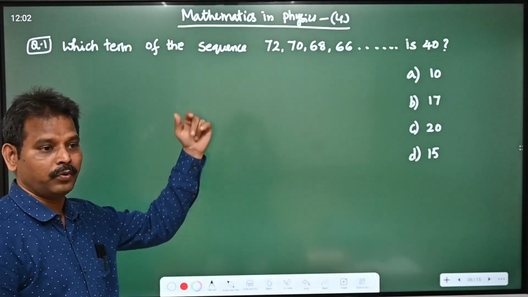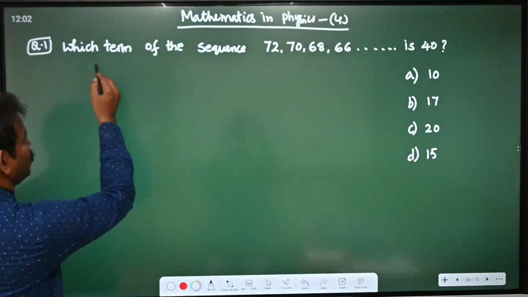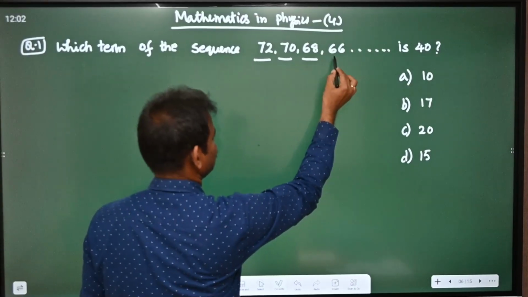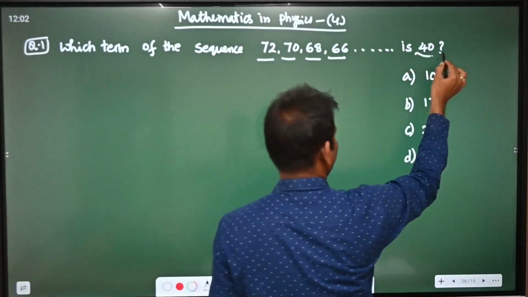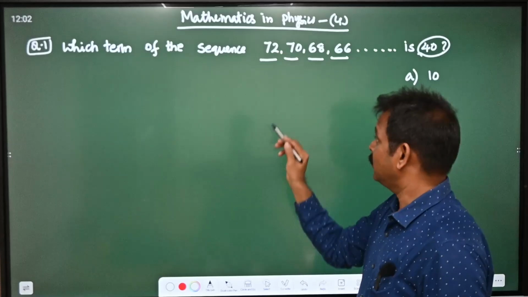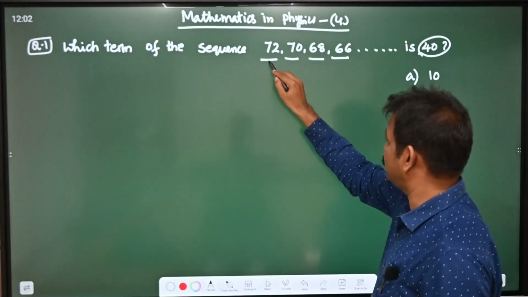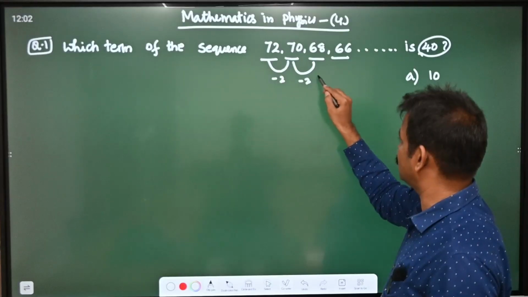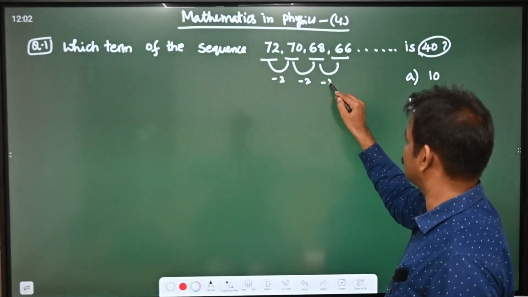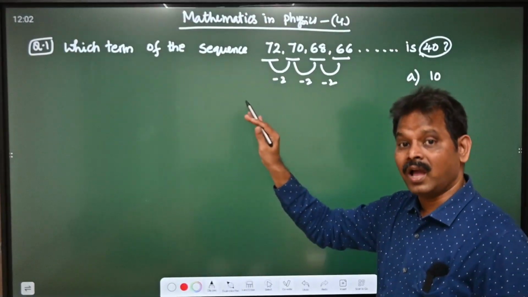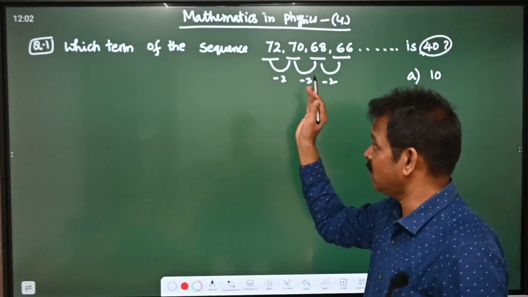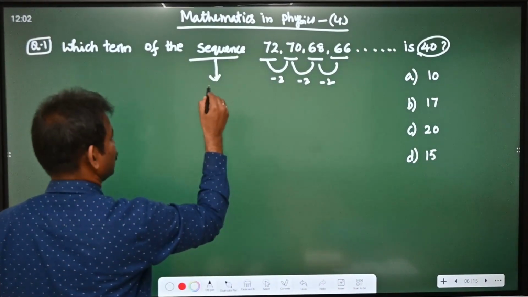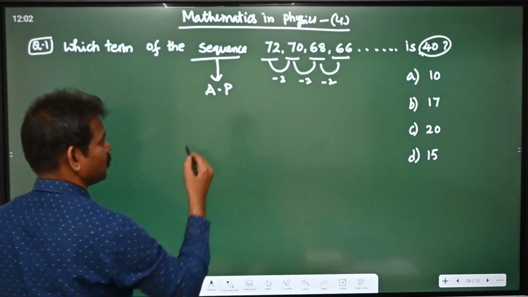Based on these progressions, which term of the sequence 72, 70, 68, 66 will be 40? First, if you observe, the difference between these two is minus 2. Difference between these two is minus 2. Difference between these two is minus 2. So this is a common difference, not a common ratio. This is an AP. So the given sequence is an arithmetic progression.